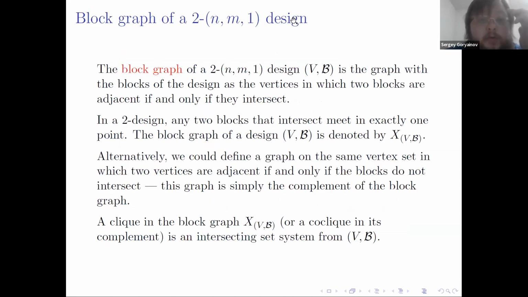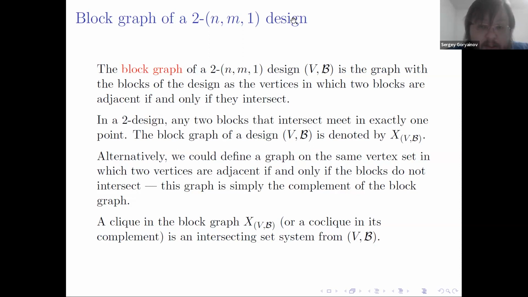The block graph of a 2-(n,m,1) design, (V,B), is the graph with the blocks of the design as the vertices in which 2 blocks are adjacent if and only if they intersect. In a 2-design, any 2 blocks that intersect meet in exactly one point. The block graph of a design (V,B) is denoted by X(V,B).